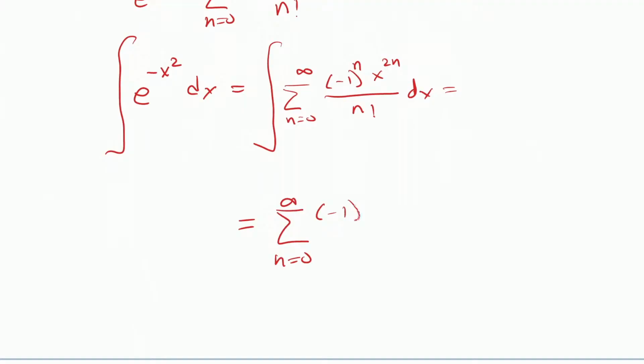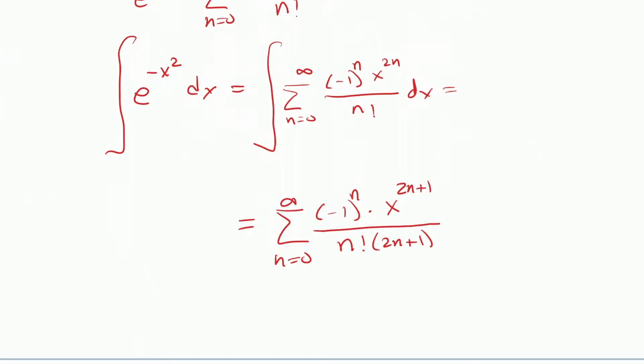So -1 to the n times, so we're doing the antiderivative. That means add 1 to the power and then divide by that power. So you might say, well, there's a plus c that comes into this. So how are we going to use this?